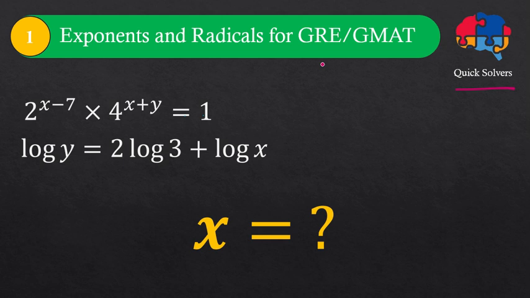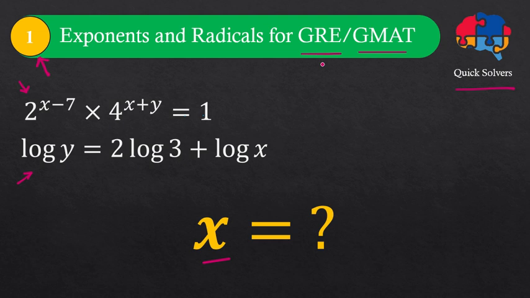Here I want to find x where 2 to the power of x minus 7 times 4 to the power of x plus y equals 1 and log of y equals 2 times log of 3 plus log of x. I think this is a good question for those preparing for GRE or GMAT, and the difficulty level of this question, as is shown by this color, is medium to hard.